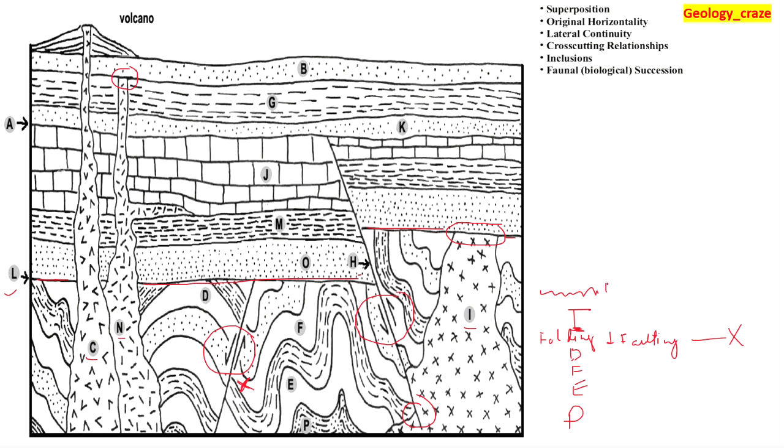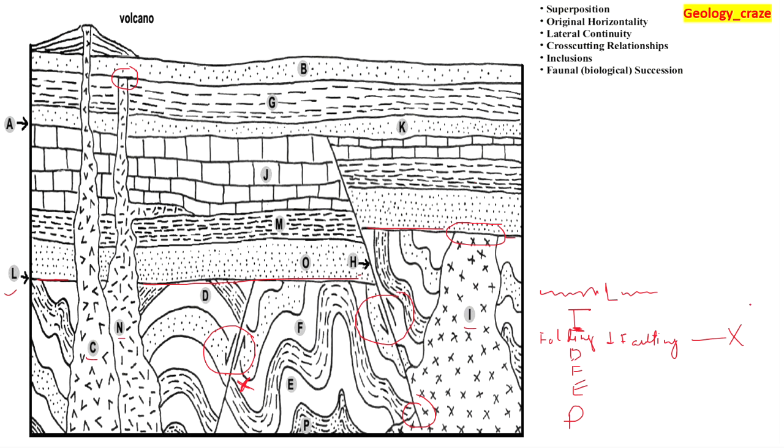Unconformity, which one? L. What kind of unconformity is it? If I look at this part, the angular beds are coming against the horizontal beds, so it is an angular unconformity. Here the igneous intrusion is coming against the sedimentary bed.